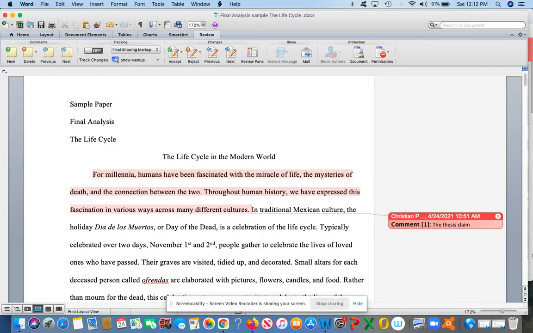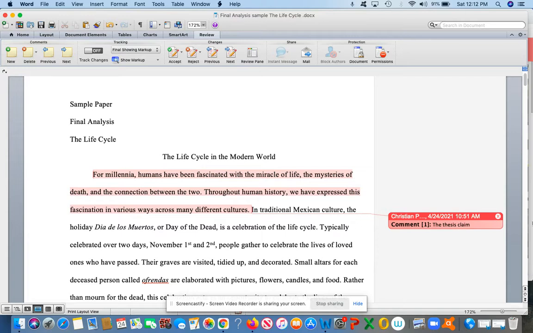Today we're going to walk through an example of a successful final analysis, look at how it works well in terms of both the structure and the level of detail of the analysis, and also probably a place where it could be strengthened. So again, this is a very, very good example that I'm giving you.